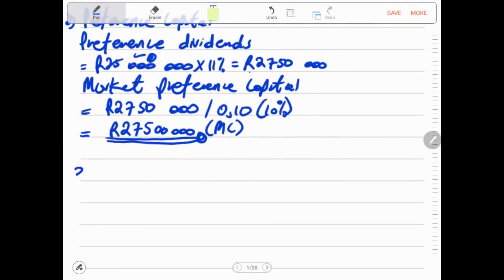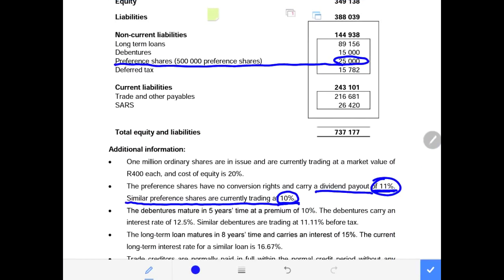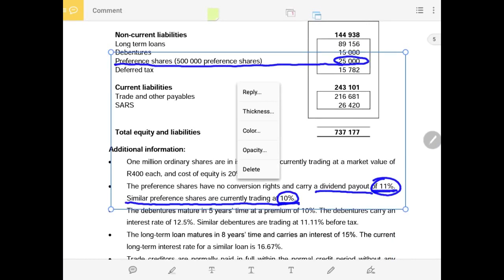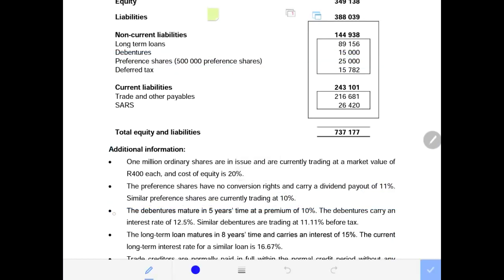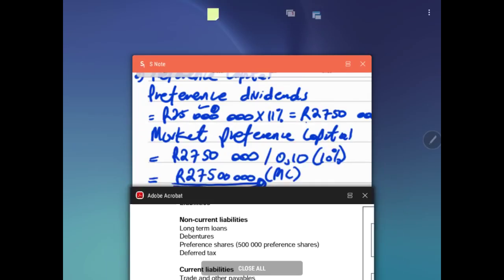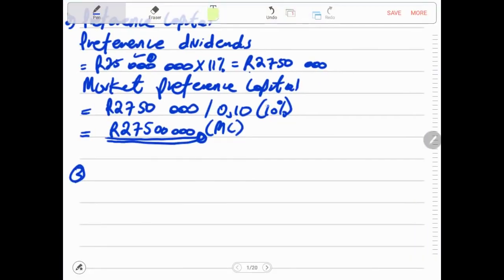Then we go to the third financial instrument, and the third financial instrument is the debentures that mature. And let me just emphasize this before I close. Remember, preference dividends do not attract tax of 28%. So now we don't take into account the tax, because dividends don't go to the statement of profit and loss.